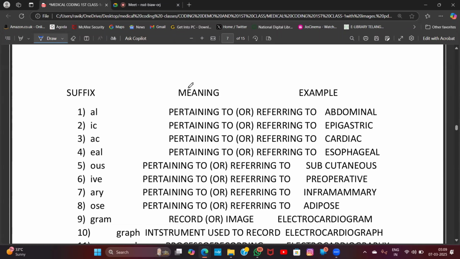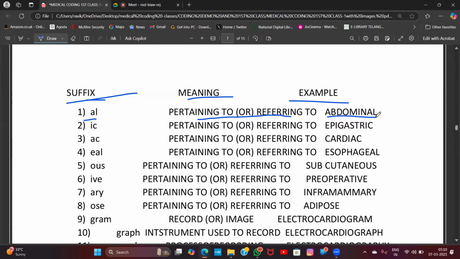Suffixes. Today I'm going to discuss suffix meanings with examples. The suffix -al. What is the suffix -al? -Al is nothing but pertaining to or referring to.